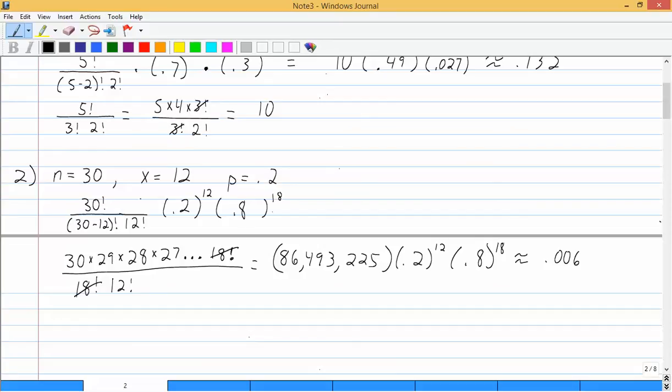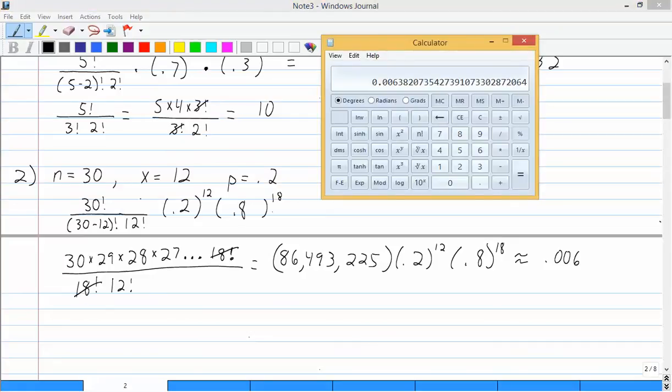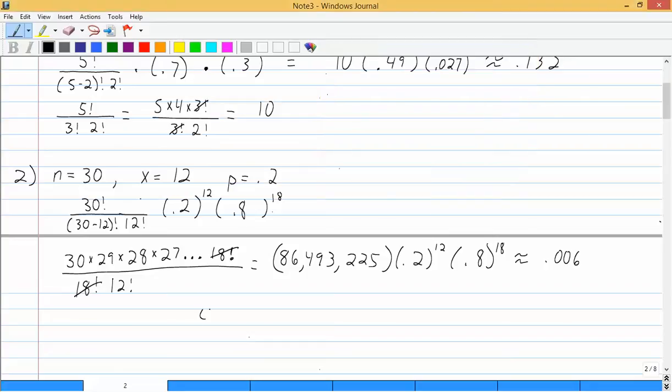Yes. When I put in 0.2 to the 12, I get 4.096 e to the negative 9. Okay, let's see. 0.2 to the 12. You get 4.096 times e to the negative 9. That means your calculator is storing that as, let me show you, 0.4096 times 10 to the negative 9th. That's what that means in your calculator.